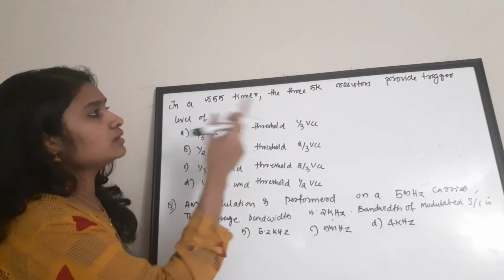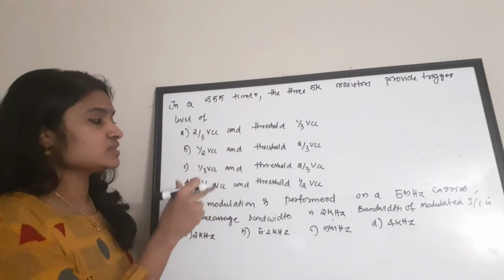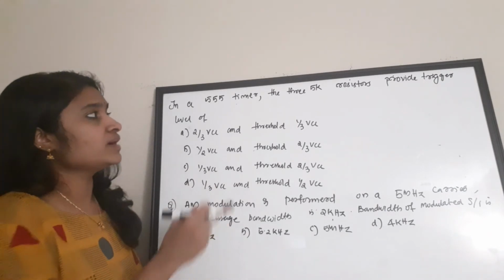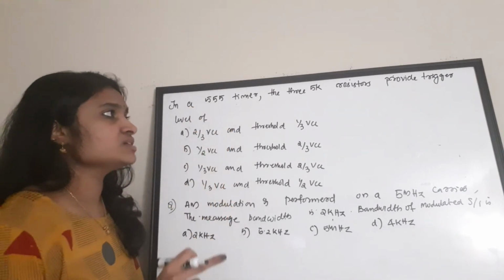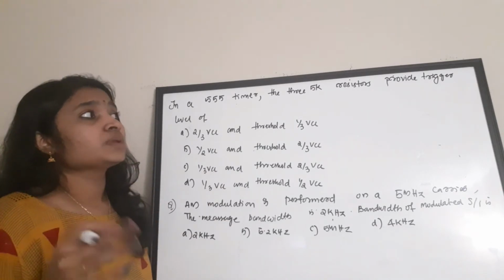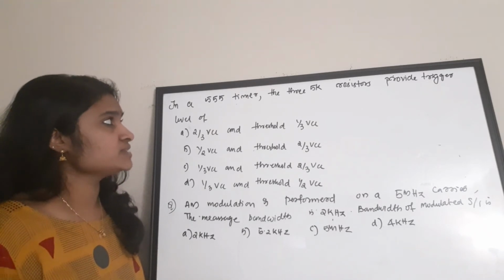We need to find the trigger level. Finding the trigger level voltage and also the threshold voltage is nothing but voltage division. The reason it is called a 555 timer is that they are using three 5K resistors in the circuit. So that is why it is called a 555 timer.